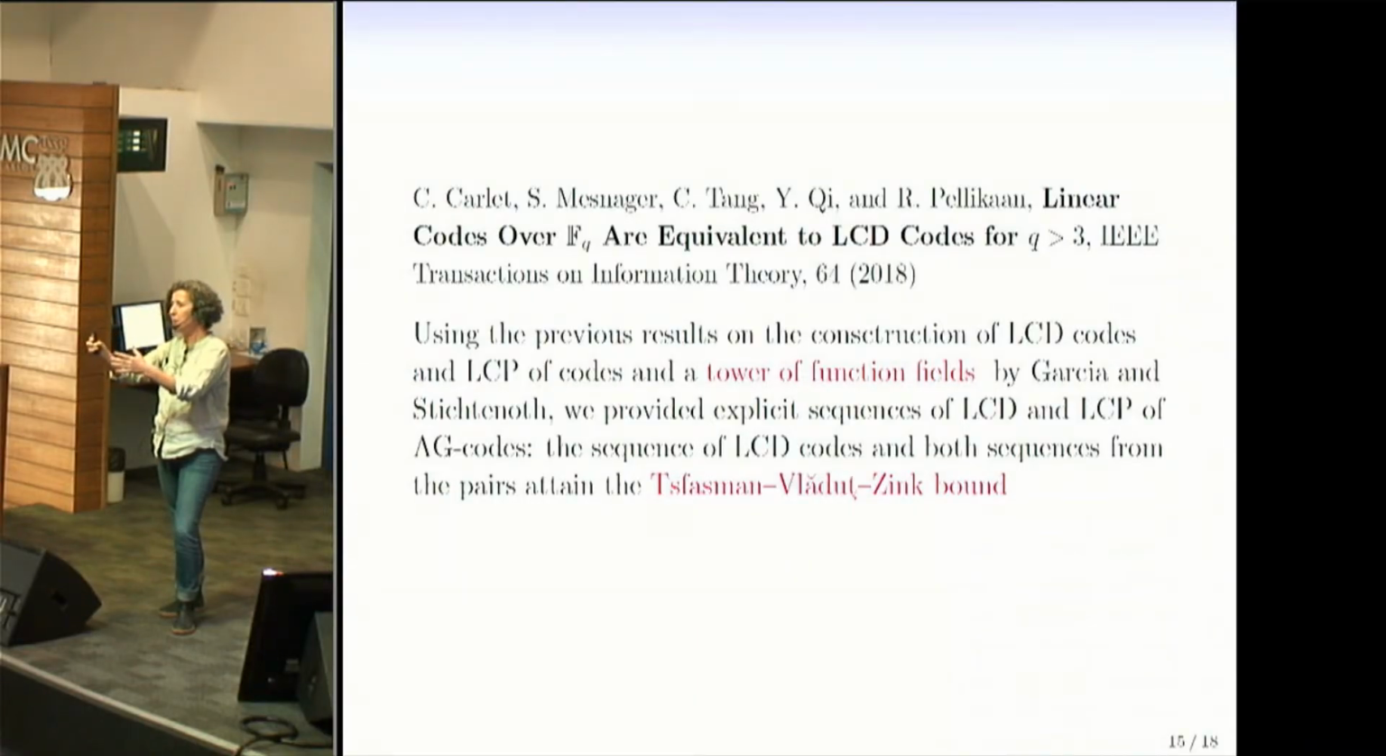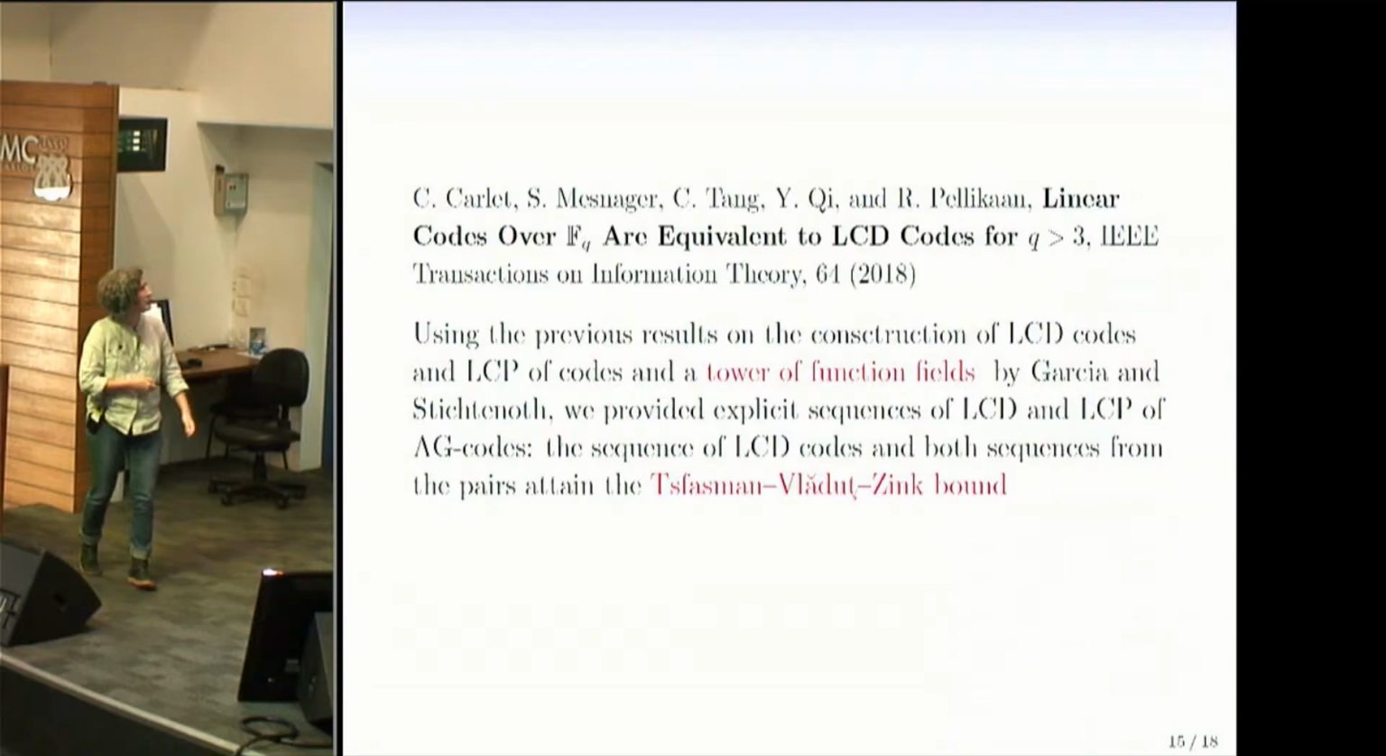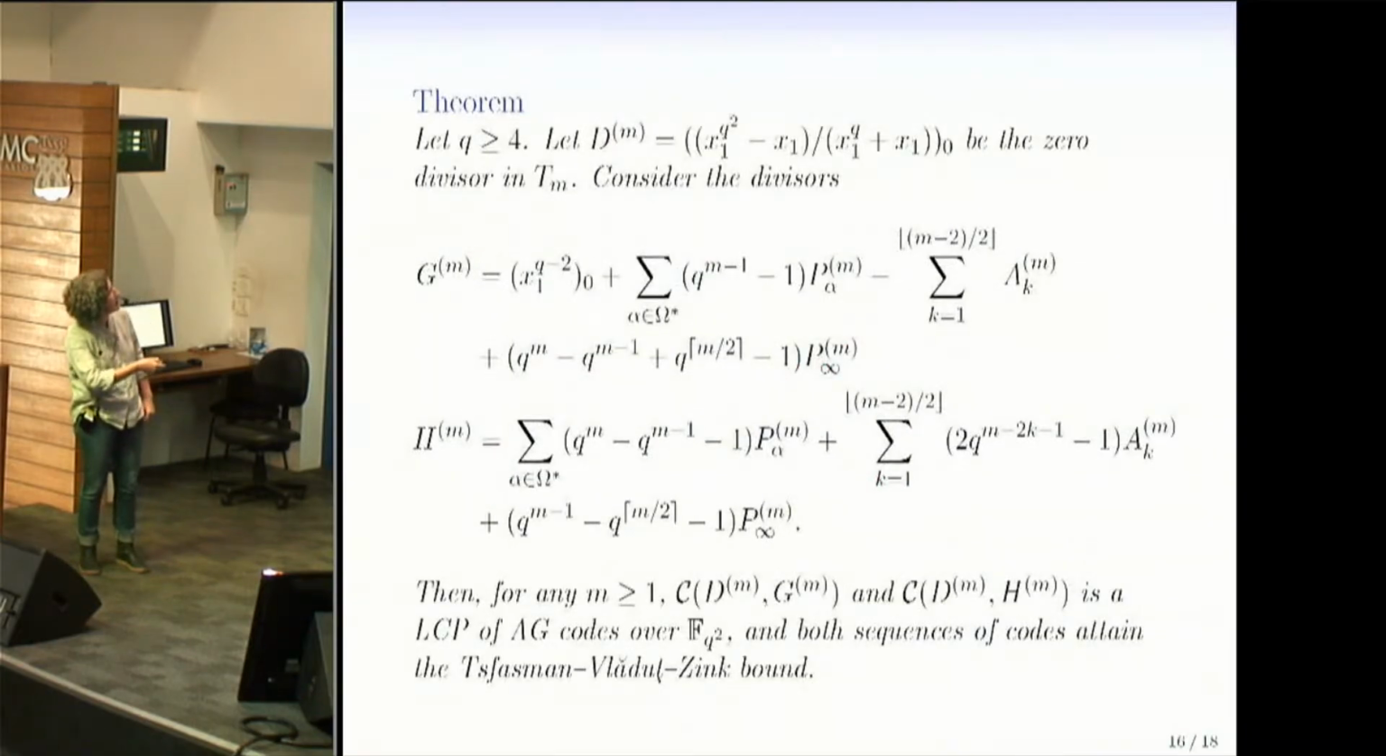And usually people have proofs that sequences attaining the bound exist, but they don't show you the code. And we show the code. So, yeah, this is the code.